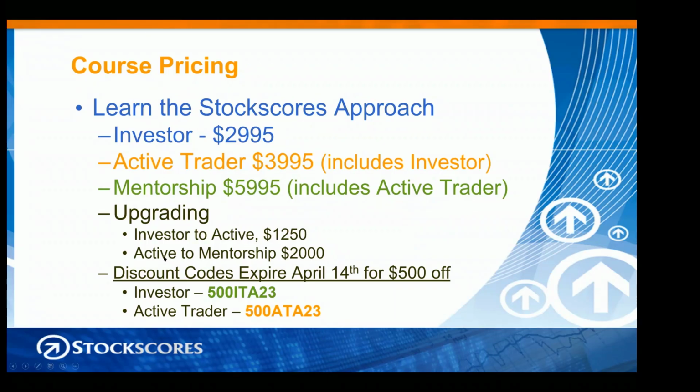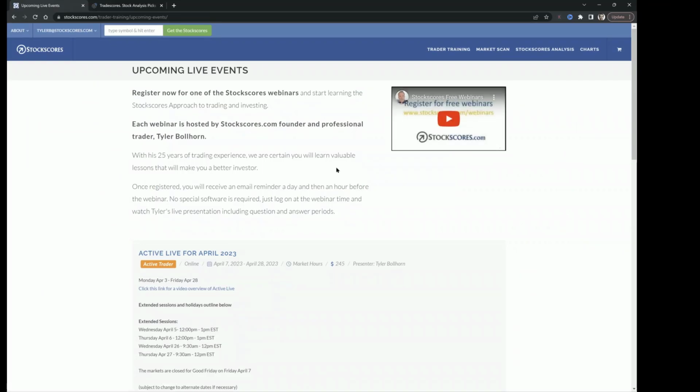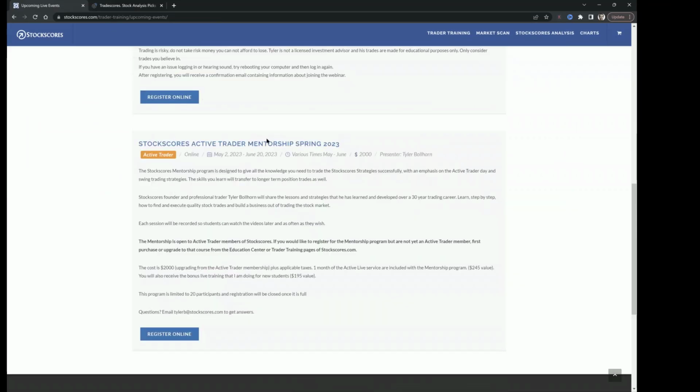If you want to upgrade from the Active Trader course, again, you did it 2 years ago and you want to do the mentorship course, you log into Stockscores.com and you go to Trader Training, upcoming events, go down to the bottom of the page, and here you can see the mentorship course right here. And you just click register online. You have to already be an Active Trader member. This is the prerequisite right here. If you're not an Active Trader member, you can register for that, log out of the website, log back in, and then it will allow you to register for this. But it will not allow you to register for the mentorship unless you're logged in as an Active Trader member.